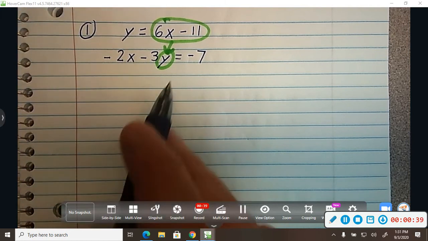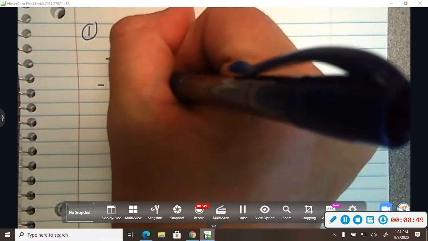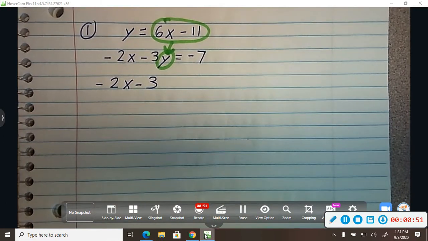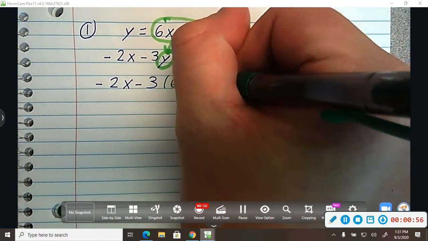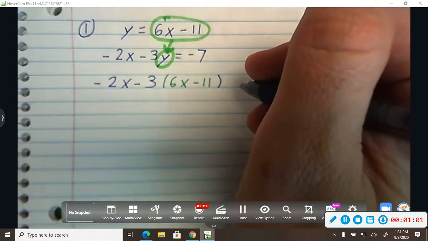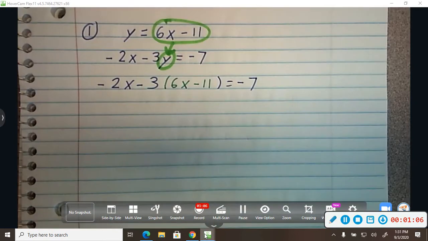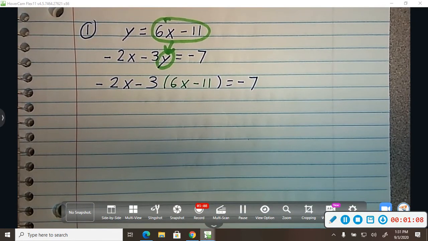So from there, I'm going to plug 6x minus 11 in for y. We call that substitution. So all I did so far was substitute 6x minus 11 in for y.